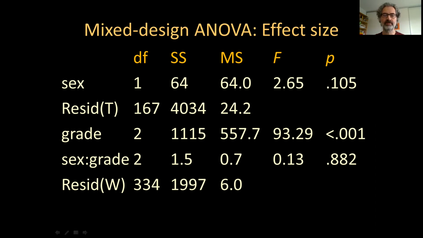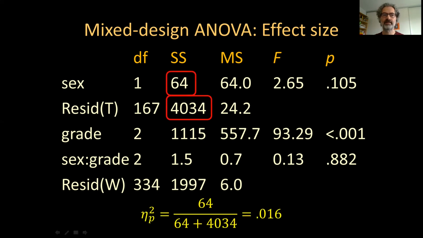What about the partial effects? We can calculate partial eta squares that concern only the part of variability in the data that is not accounted for by anything else. So if we divide the sum of squares for the sex factor by the total of this sum of squares and its corresponding residual, this excludes sums of squares associated with anything else. And so this partial eta square is 0.016.